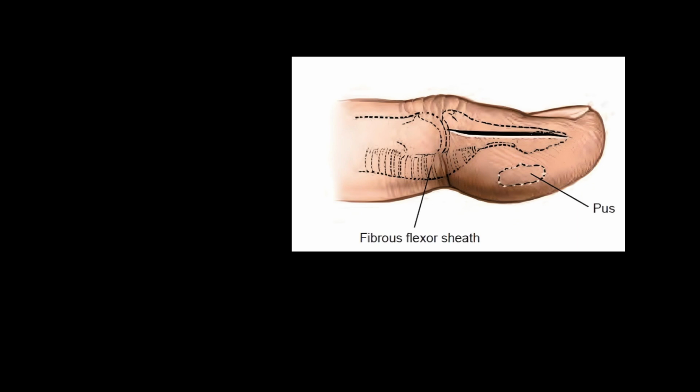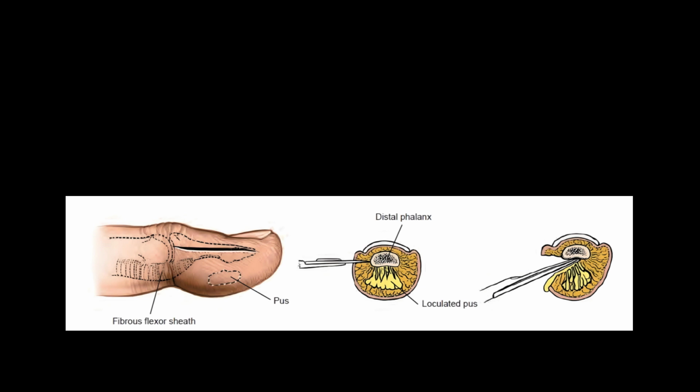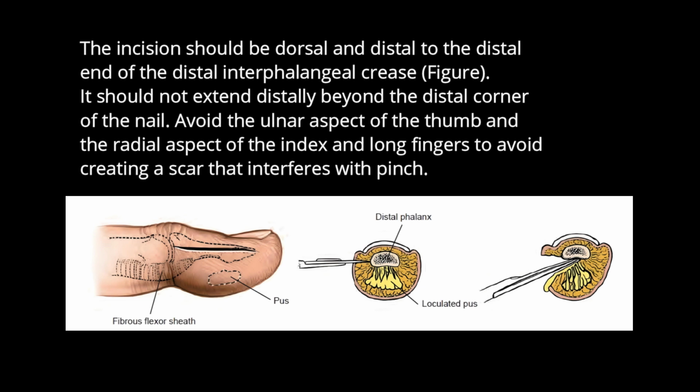Incision. Make a straight incision on the lateral aspect of the terminal phalanx of the finger, extending to the tip of the finger close to the nail. The incision should not extend proximally to the distal interphalangeal joint. More proximal incisions may damage the digital nerve, causing a painful neuroma, or they may contaminate the joint with purulent material. The incision should be dorsal and distal to the distal end of the distal interphalangeal crease. It should not extend distally beyond the distal corner of the nail. Avoid the ulnar aspect of the thumb and the radial aspect of the index and long fingers to avoid creating a scar that interferes with pinch.